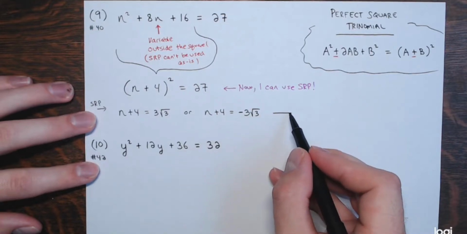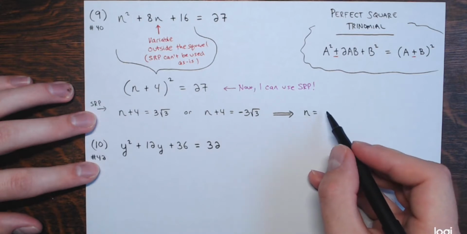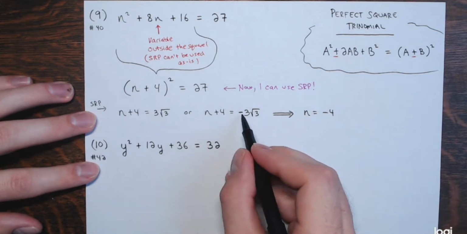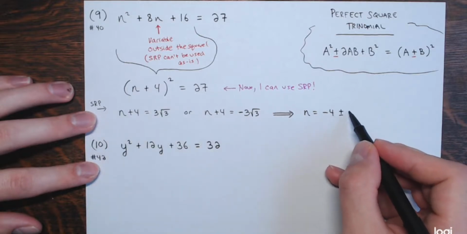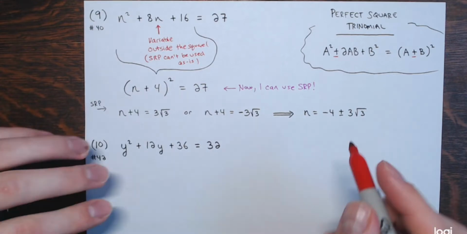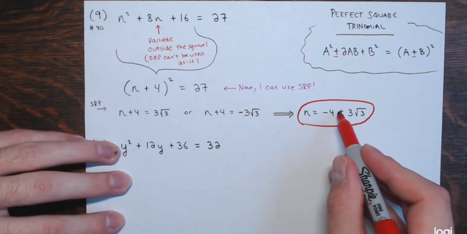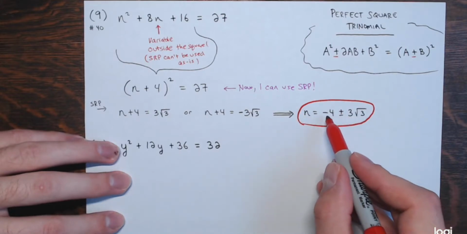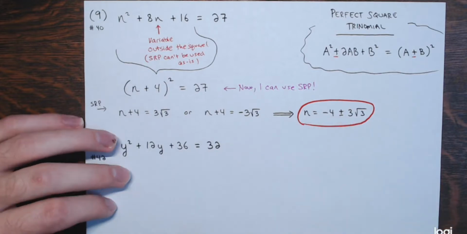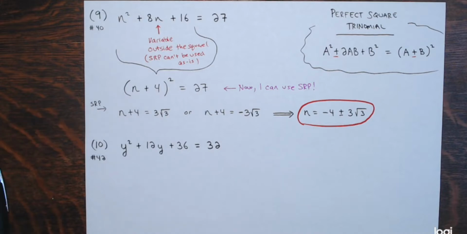And then in solving both of those, we'd have n equals negative 4, I'm subtracting 4, plus or minus 3 times the square root of 3. I'm only doing that because I'm running out of space here. The plus or minus symbol. Remember, this is two solutions. One of them is negative 4 plus 3 times the square root of 3. The other one's negative 4 minus 3 times the square root of 3. And again, the only reason I did this here is because I was running out of room. And I leave it to you to check.